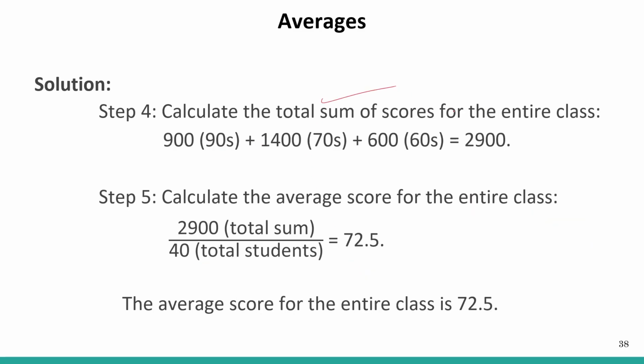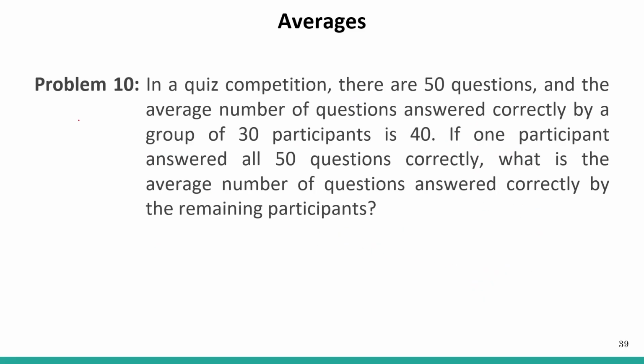So calculating the total sum of scores of the entire class is equal to 900 plus 1400 plus 600, which is 2900. So calculating the average score of the entire class: 2900 by 40, right? So this will be 72.5. So the average score for the entire class is 72.5. So let's see problem number 10.